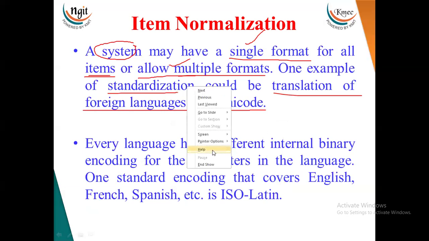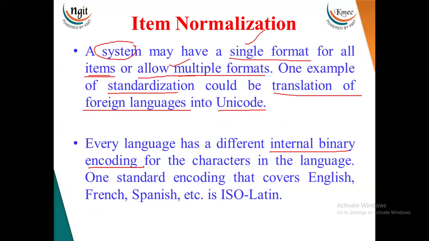Next, every language may have different encoding characters, so this encoding can be formalized. One example is you can convert foreign languages into Unicode. Suppose they have other binary encoding values and different characters in the language, you can go for standard languages. So what are the standard languages? English, French, Spanish, or ISO Latin. You convert any language into a standard language, and this can be used for your system.